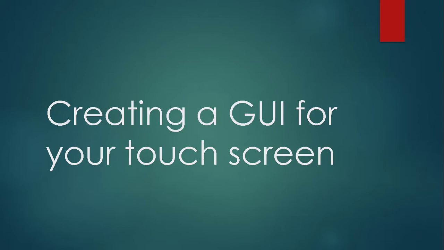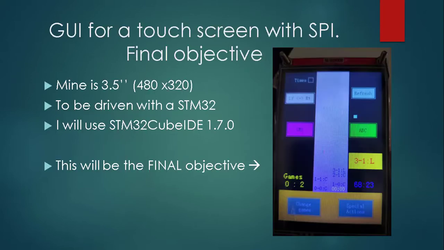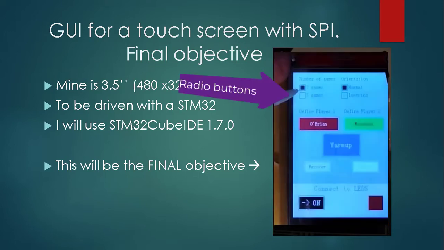This is a graphical interface for a touch screen with SPI. It is a 3.5 inch one and the resolution is 480 by 320. It will be driven with a STM32, although it can be adapted to any other microcontroller. It can be opened from two sources.